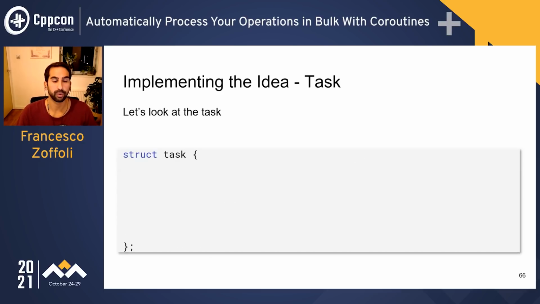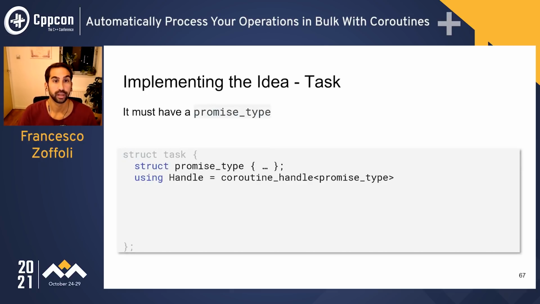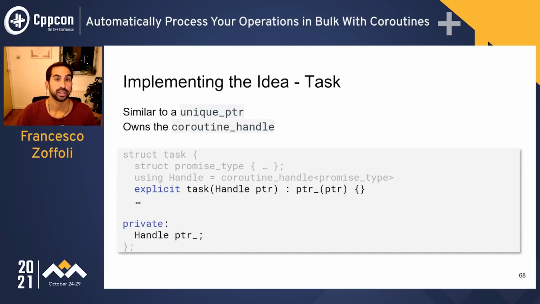So let's look at our task struct. It's going to be very similar to a unique pointer, but for the handle. Like we were saying, it must have a promise type, and we are going to have a convenience typedef to the coroutine handle type. Similar to unique pointer, it's going to own the coroutine handle. So it has a private field and then an explicit constructor taking the handle.